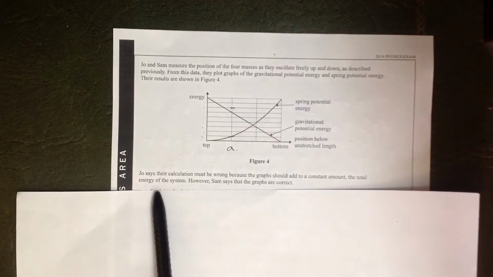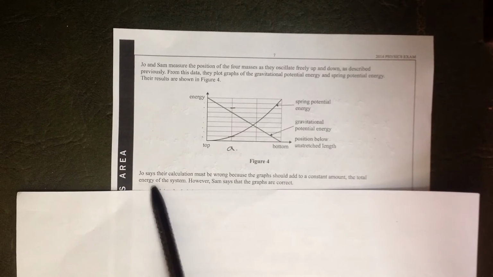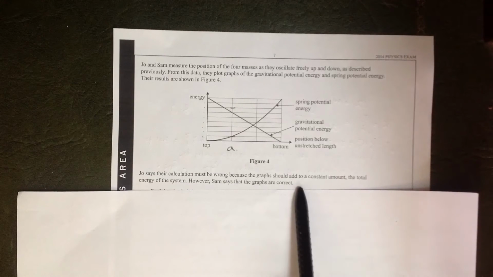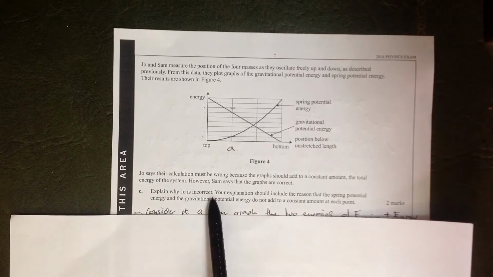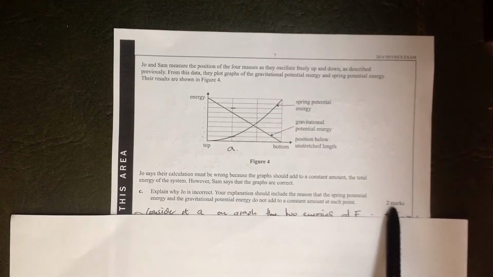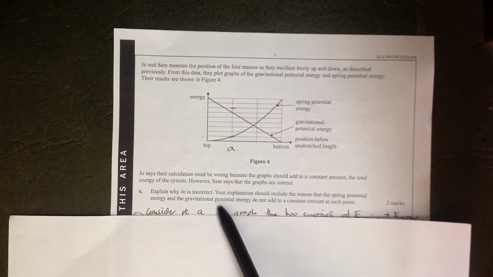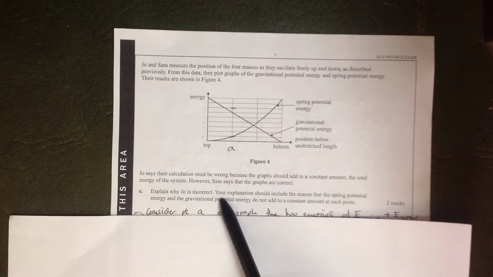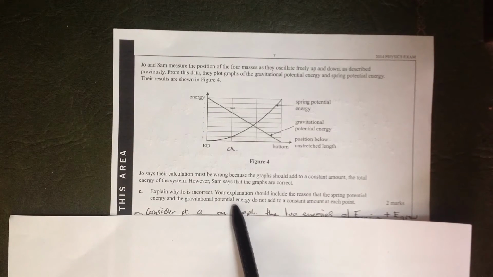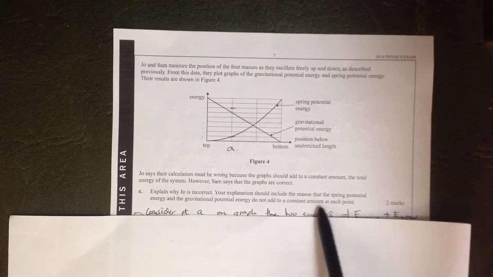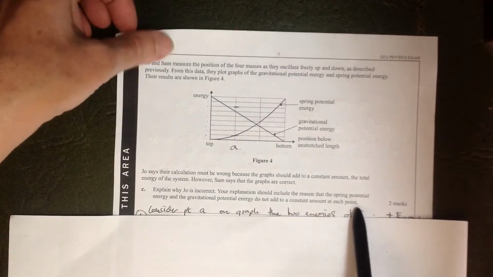and so it's got its maximum potential energy there. So Joe says that the calculation must be wrong because the graph should add up to a constant amount, the total energy of the system. However, Sam says that the graphs are correct. And then we are asked to explain why Joe is incorrect. So we've got 2 marks, and we've got to think about 2 things that we can say distinctly. Now, they give us a particular direction in this question, which we need to make sure that you follow. So your explanation should include the reason that the spring potential energy and the gravitational potential energy do not add to a constant amount at each point. So we've been given a very clear direction, so we need to make sure that we actually follow that direction.